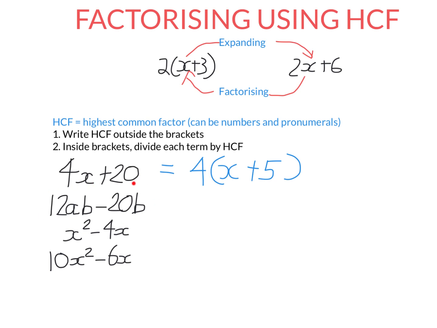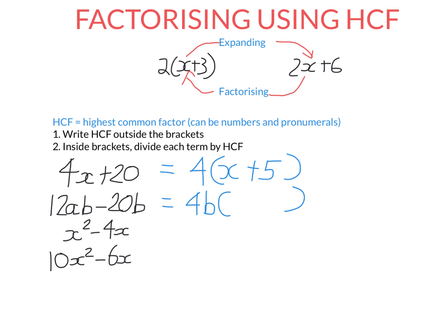Now let's look at this second question. So 12ab is one term, second term is negative 20b. We need to find their highest common factor. So the highest number that goes into 12 and 20 is once again 4, but they also have a pronumeral in common this time. They both have a b, so I'm going to write a b out the front. The highest common factor of these two terms is actually 4b. Now I'm not going to put an a out the front. A is not common. Only the first term has it. They don't have the a in common.